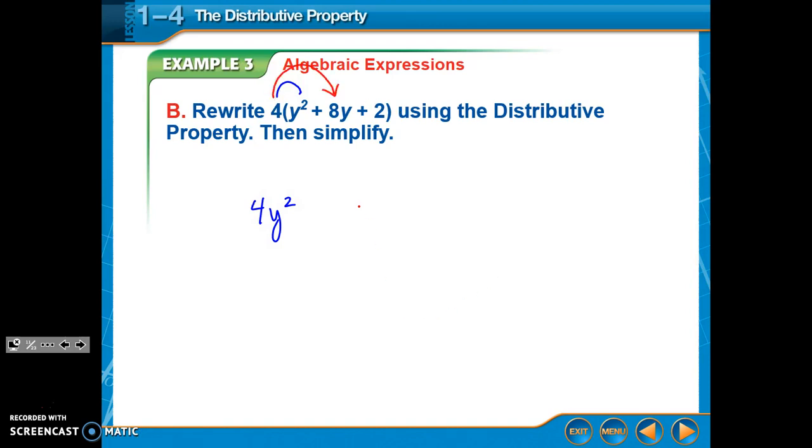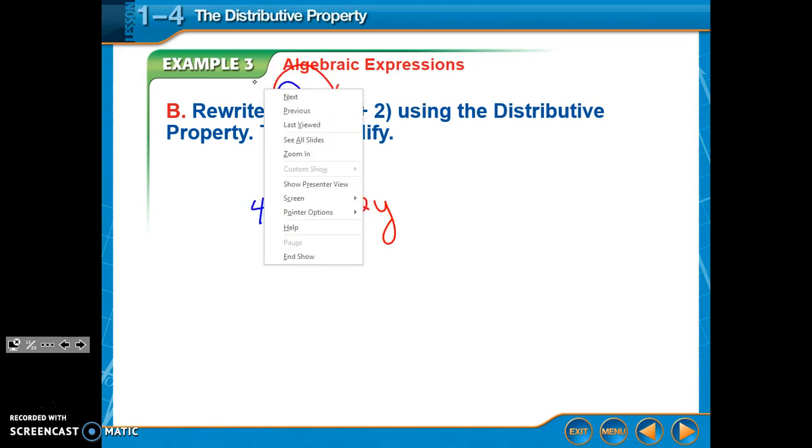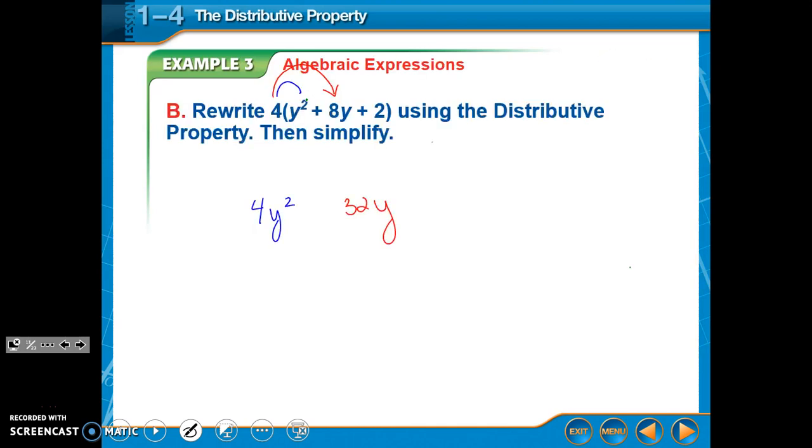4 times 8y, 4 times 8 is 32, and I still have a y. And we should just go back to it. Okay, and 4 times 2 is 8.